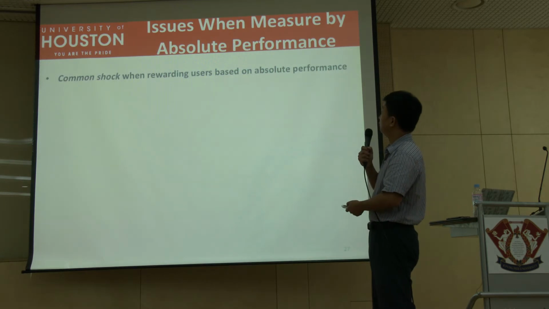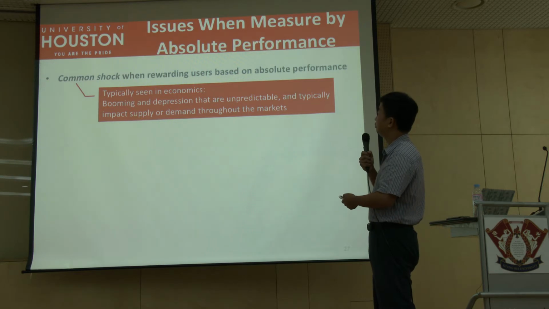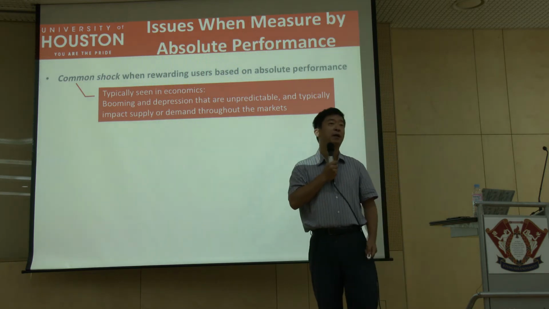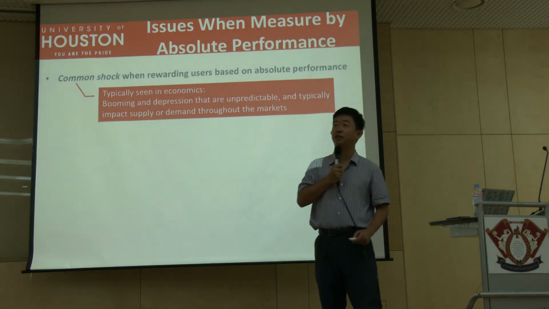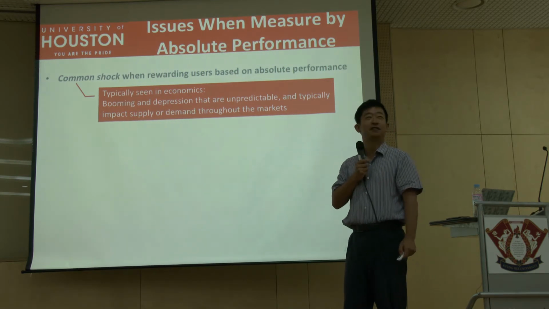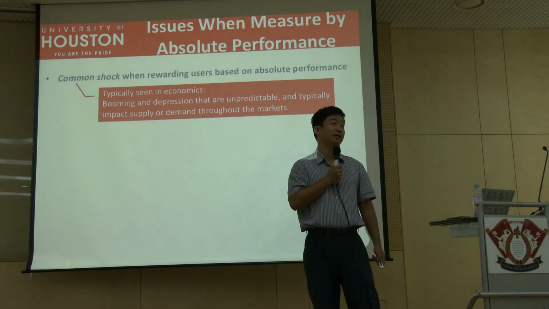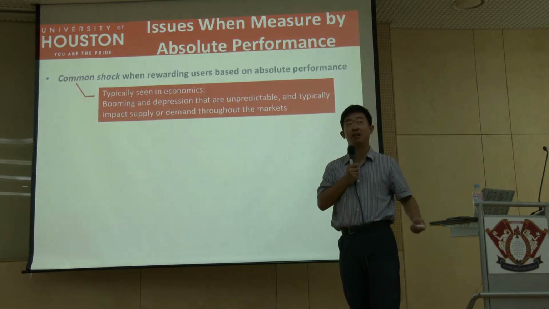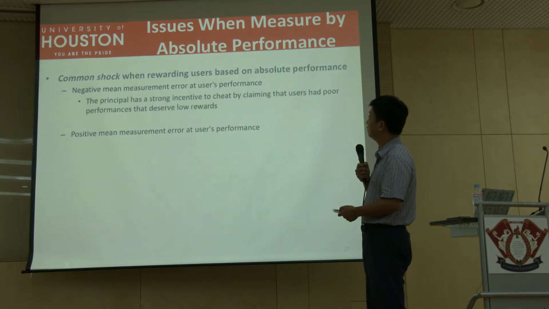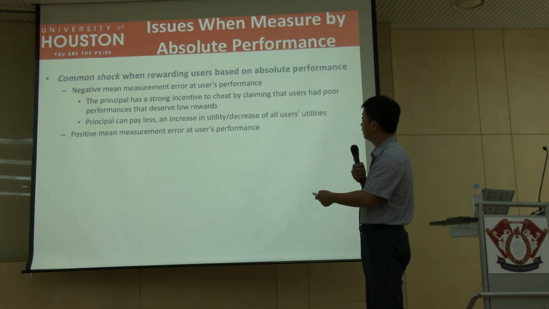And then there's another problem about common shock. When the rewards are based on absolute performance, then it depends on the economy. For example, if the economy is in an upturn, now in Houston, if you work for the oil company, everybody gets a bonus, right? Because the economy is so good. But on the other hand, a few years ago nobody had a bonus because the economy was bad. No matter how hard you work, you got zero bonus, right? This is common shock.